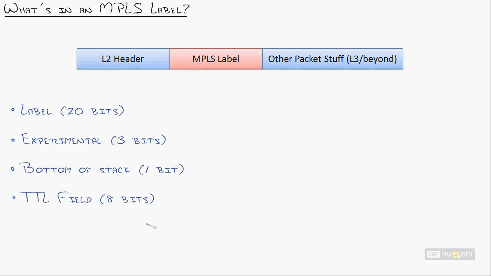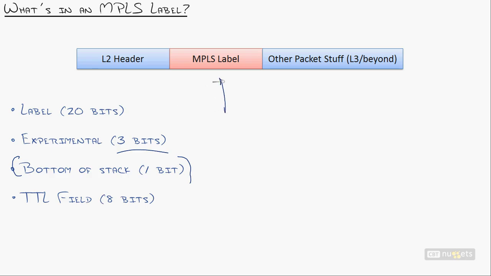That's what the experimental bits do. They're used for quality of service markings, and then you determine how to treat those markings. I mean, it's just like painting a packet red, right? What's a red packet? Well, it's a red packet until you decide that red packets are prioritized in your network. Bottom of stack. What does that mean?